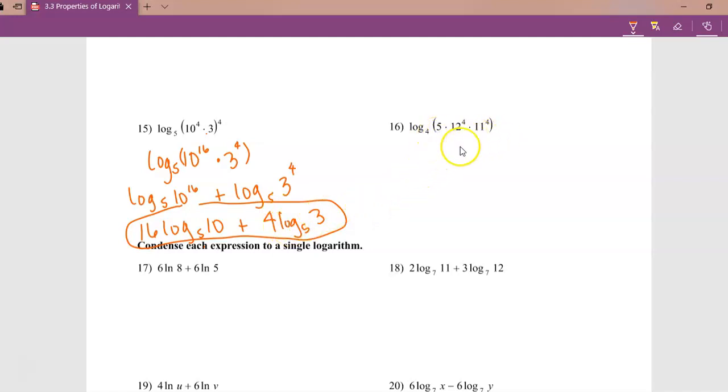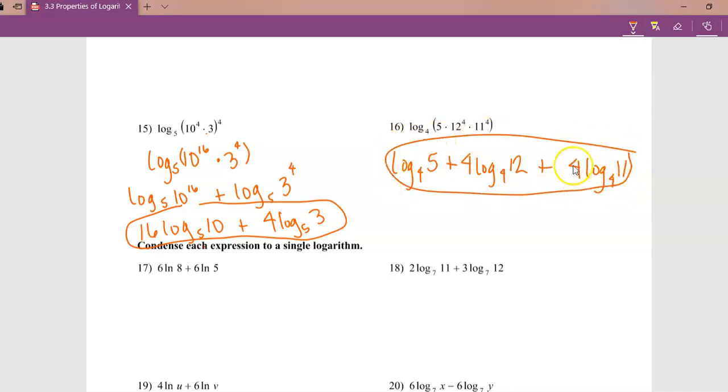On number 16, similar. We don't have an exponent on the outside, so we can just go ahead and write this. This would be log base 4 of 5 plus log base 4 of 12 to the 4th. But remember that 4 can come in front of the log. And same thing here, this one would have a 4 in front of it because my exponent is 4. So this would be the fully expanded form.